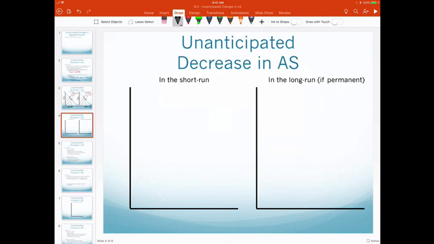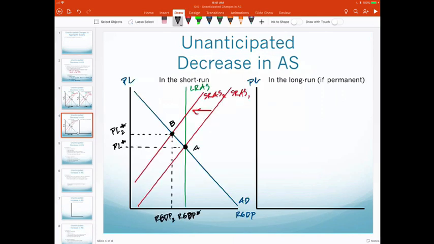Suppose that the war in the Middle East never ends, it goes on forever, and it's permanent, right? Now, it's going to be a little different. So in the short run, we still have the same graph here.